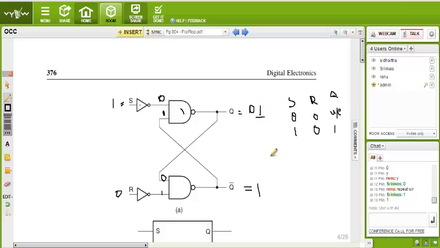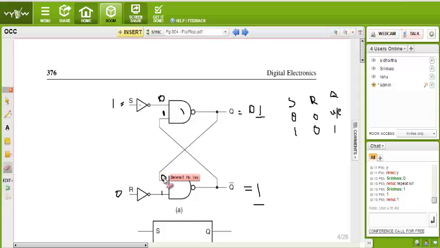Now check. Here Q is equal to 1, Q bar is equal to 1. It is not possible, because Q bar should be the complement form of Q. So it goes again to stabilize the circuit. This 1 comes here. Now this 1 comes here, and this is 1. So this should be 0. Is it clear now? Now if this 0 goes here, then what happens? It is 1. Am I right?